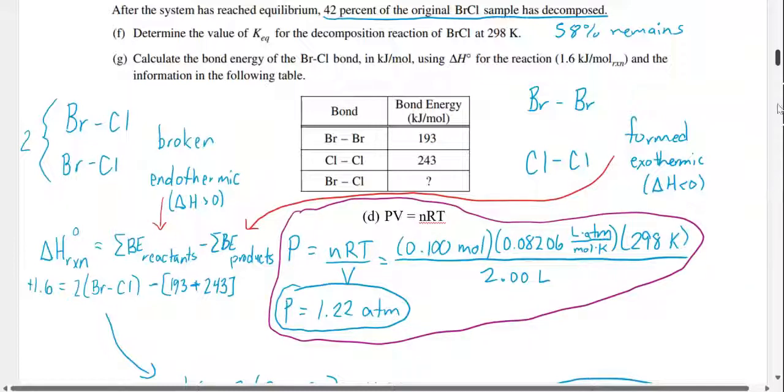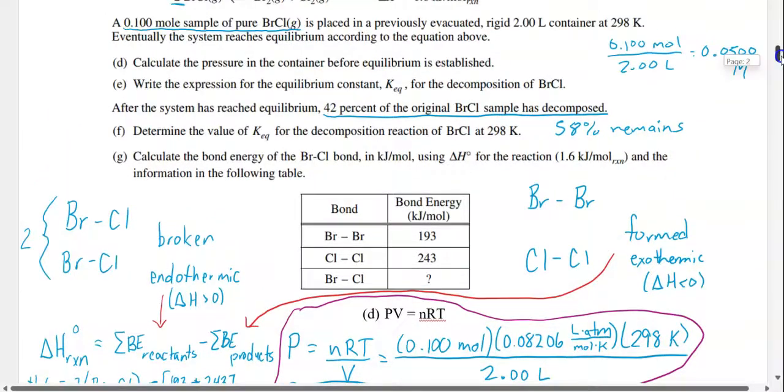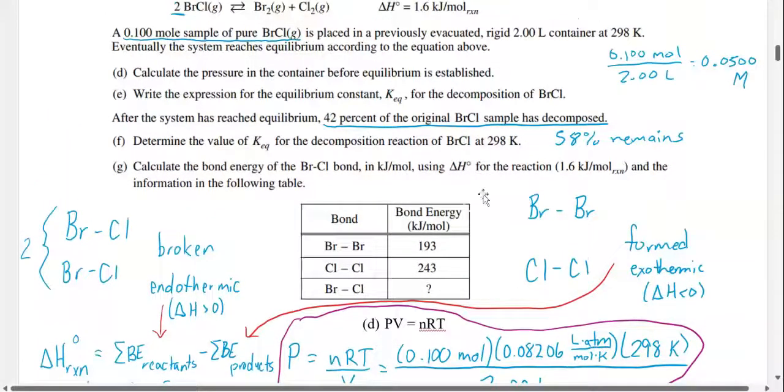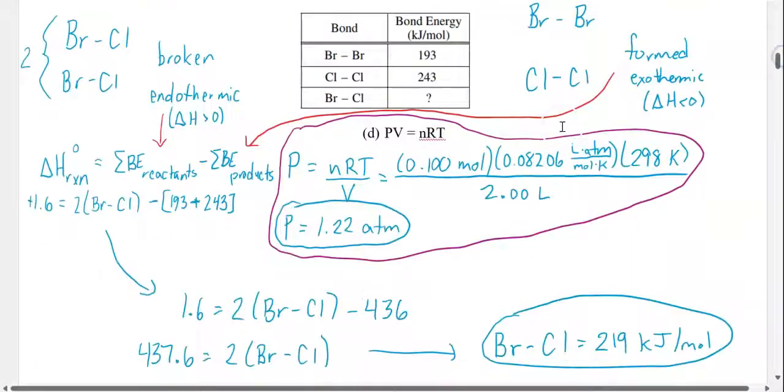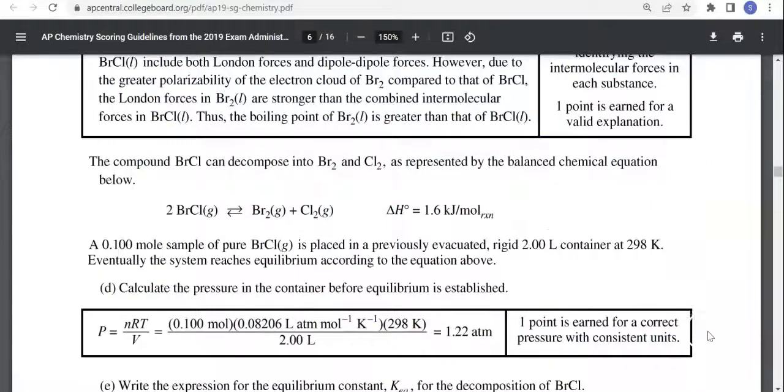we just took the 0.1 moles of BrCl gas, and then they gave us the temperature, the volume, R is a constant, and then we calculated the pressure using the ideal gas law. So pretty straightforward. That's just a one-pointer.